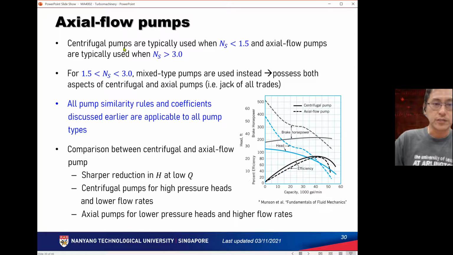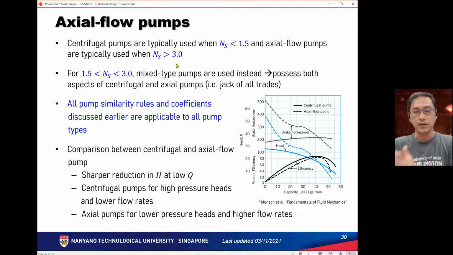Just to summarize again, centrifugal pumps will typically be used when the specific speed is rather low, let's say less than 1.5, while axial flow pumps are typically used when the specific speed is greater than 3, thereabouts. For specific speeds between 1.5 and 3, we tend to go for mixed type pumps. As I've mentioned, mixed type pumps are sort of like jack of all trades, in that they have common characteristics with both radial flow and axial flow type pumps.